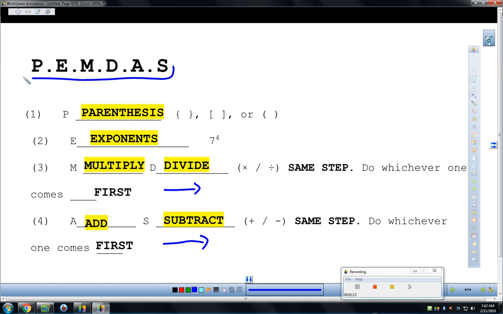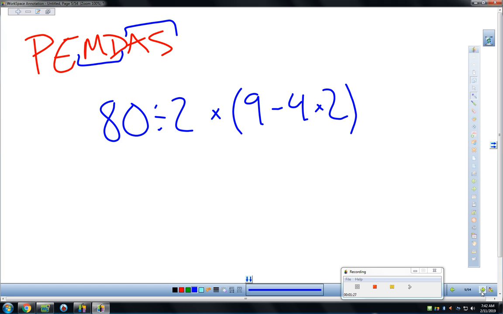You might notice or have seen the set of letters before, or maybe even heard the acronym, Please Excuse My Dear Aunt Sally. We might be using that in class this year. So let's see it in action. So here we go, right?